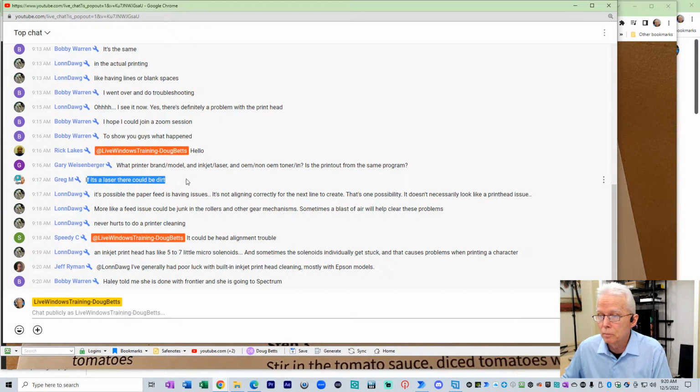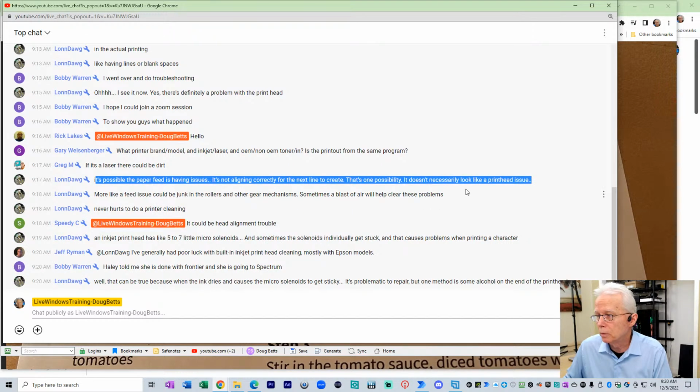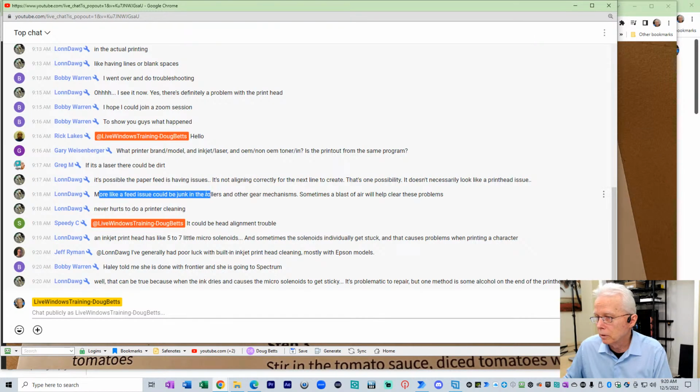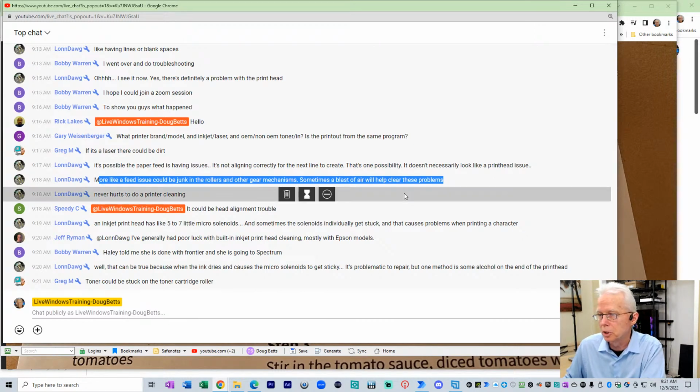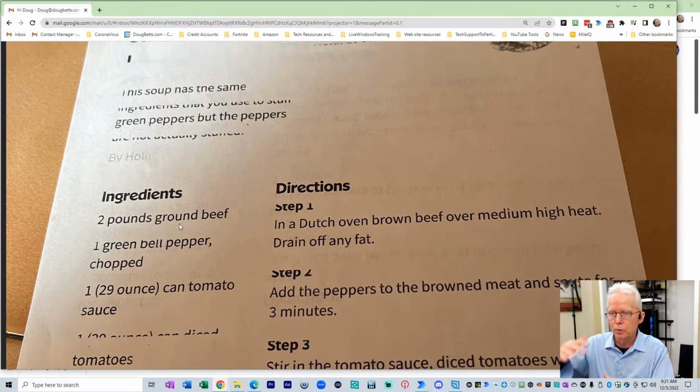If it's laser, there could be dirt. Well, perhaps. I've got other thoughts about what's going on with the laser. It's possible the paper feed is having issues. It's not aligning correctly for the next line to create. That's one possibility. Doesn't necessarily look like a print head issue. Okay, we were adding more thoughts here, more ideas, more brainstorming. More like a feed issue, could be junk in the rollers or gear mechanism. Sometimes a blast of air will help clear these problems. I would think that if it's a feed issue, we'd be seeing less regularity of the problem.